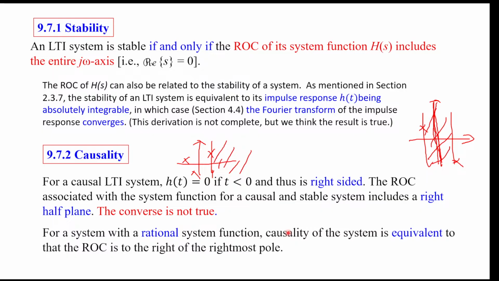Question? Okay. And so this is stability and causality. Intuitively, for stability your ROC includes the jω axis, and causality intuitively corresponds to the ROC being right-sided like this.